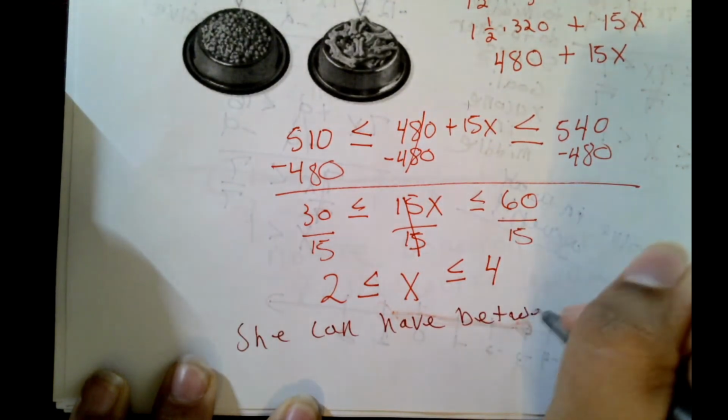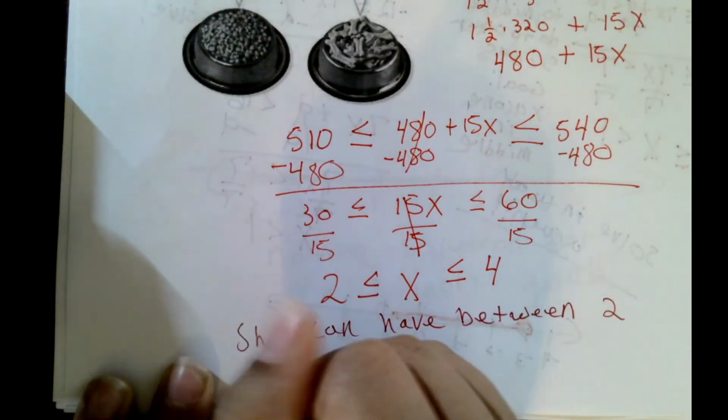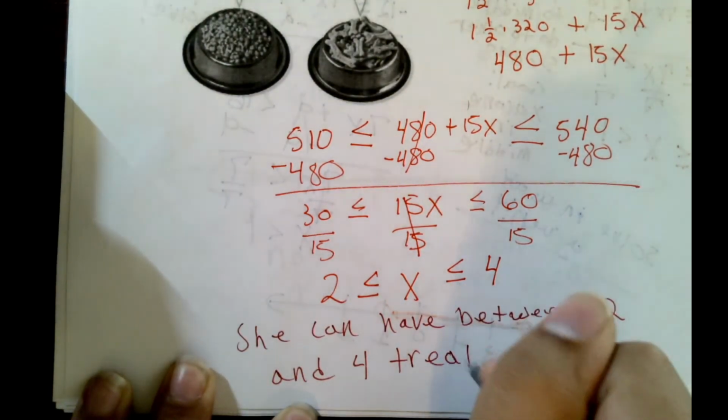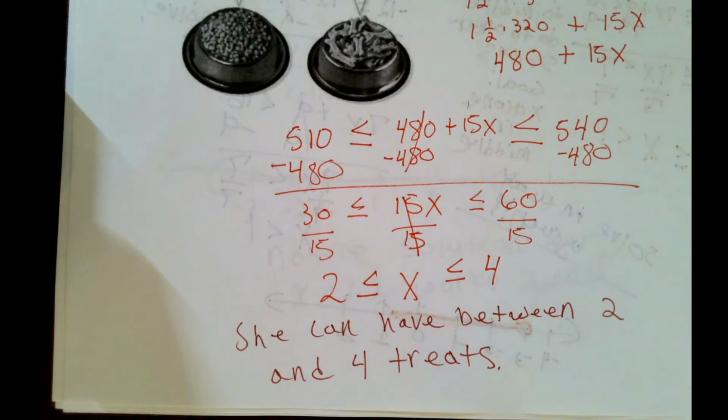You may also see this written as she can have at least 2 treats, but at most 4 treats. There are multiple ways you could write this. As long as you're telling me 2 is the least amount, 4 is the most amount, I'm good with it. All right. On the next page, it just changes the type of treats that we have.